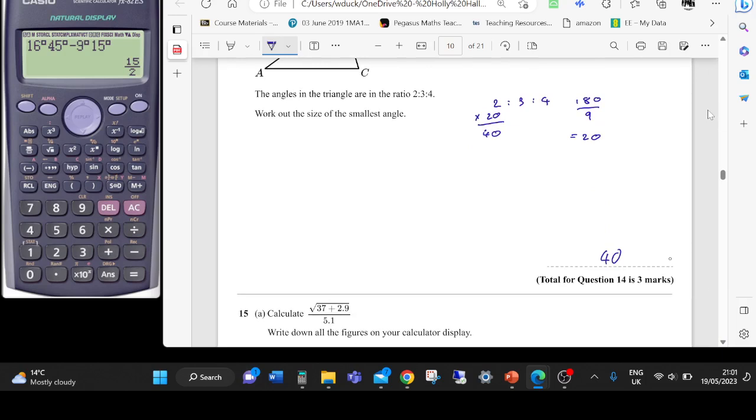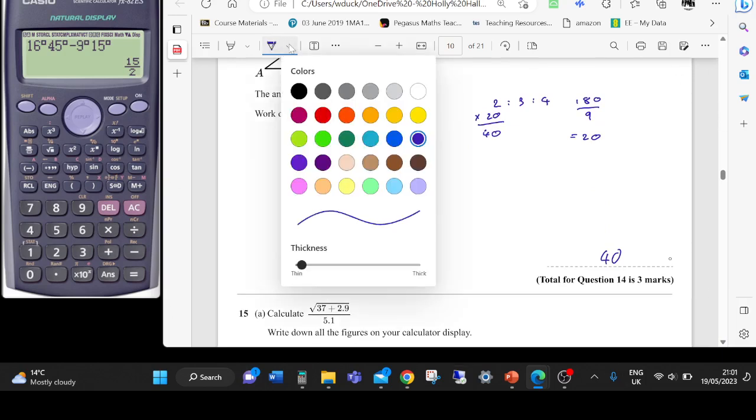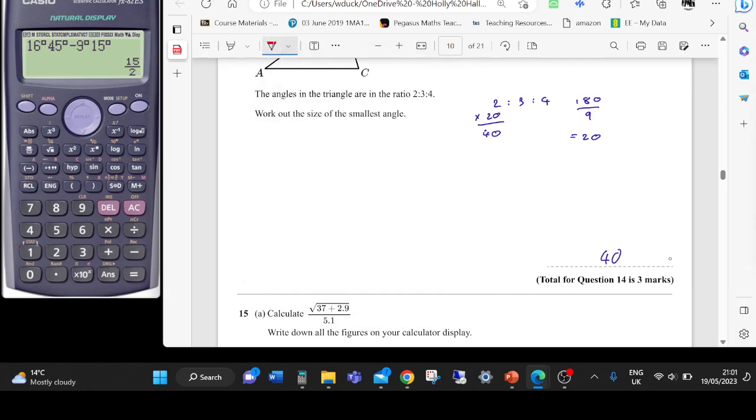Okay, and marks for that then. Marks for that are M1 for attempt to divide 180 in the ratio 2 to 3 to 4. So 180 divided by 9 equals 20. That's very similar wording. We'll go M1 for finding 20, and then A1 for 40.